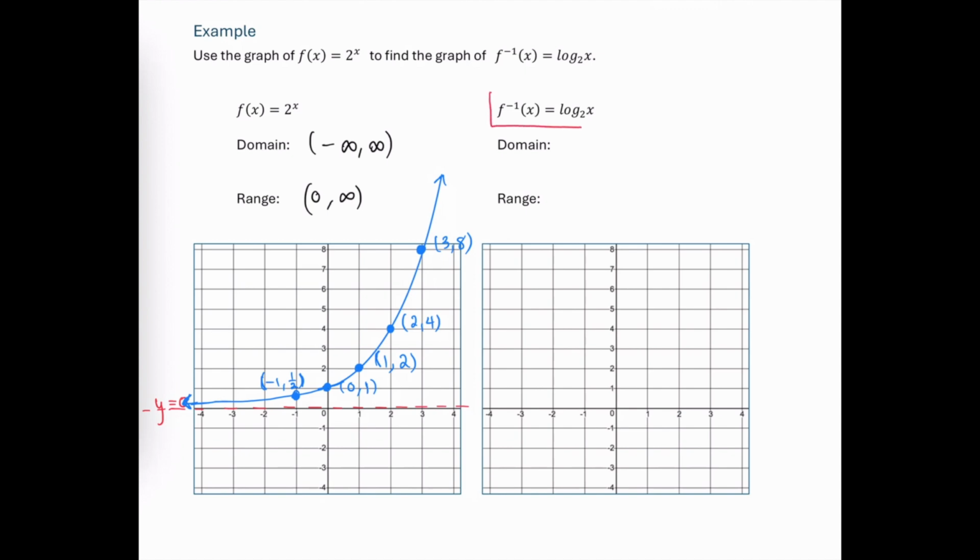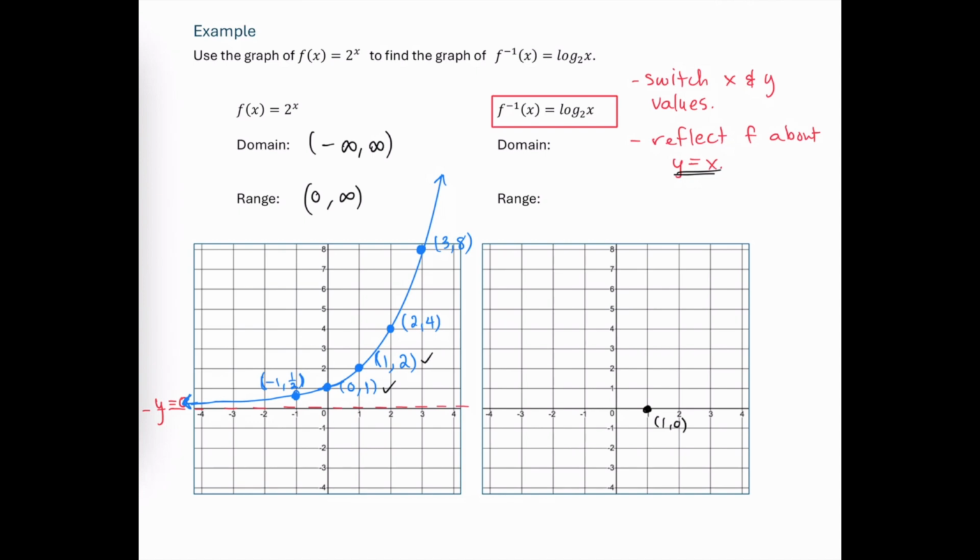In order to come up with the graph of the inverse of a function, what we do is we switch the x and y values of each of those ordered pairs. Essentially what happens when we do this is that we reflect the graph of f about the line y is equal to x. So all the x values become y values and all the y values become x values. So the ordered pair (0, 1) then becomes the ordered pair (1, 0).